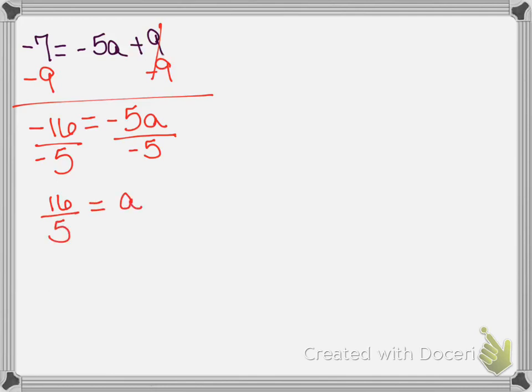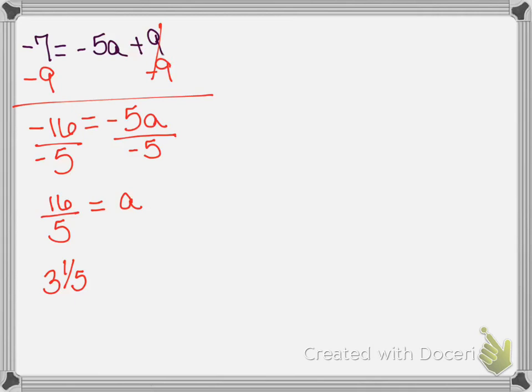Now, can 16 over 5 be simplified? And what I mean by that is, is there anything that will go into 16 and 5? No. Okay? You could rewrite it as 3 1/5. That is an improper fraction converted, 3 1/5. But I would encourage you not to. I would encourage you to leave it as 16 over 5. Just make sure that 16 over 5 is simplified.